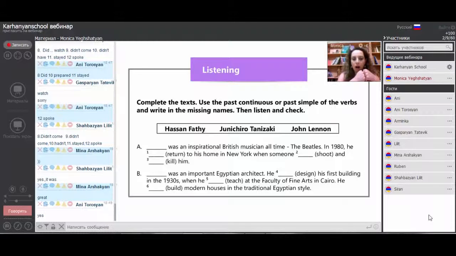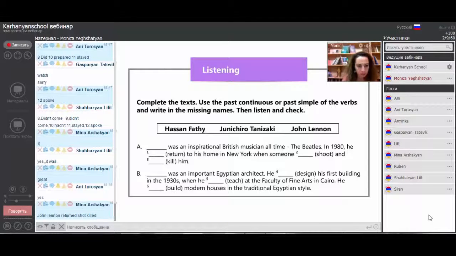Hassan Fathy, Junichiro Tanizaki. These names are very difficult, hard ones, but, and John Lennon. Okay, I hope you understand what we are going to do. We're just going to open the bracket, put the verbs in the correct past form, and then write down A, who is it? B, who is it? After that, we will listen to the track and check our answers, okay?